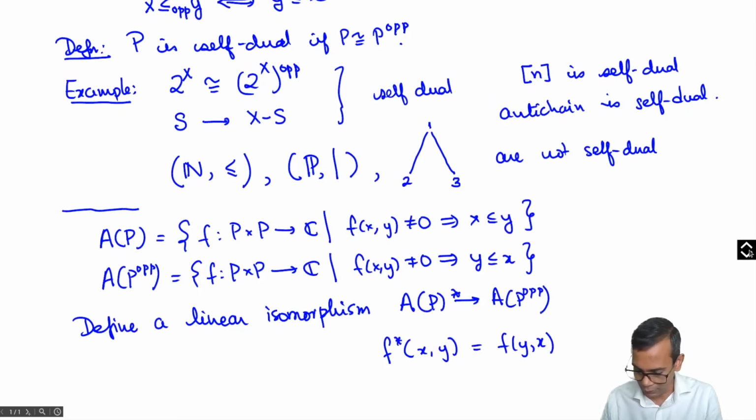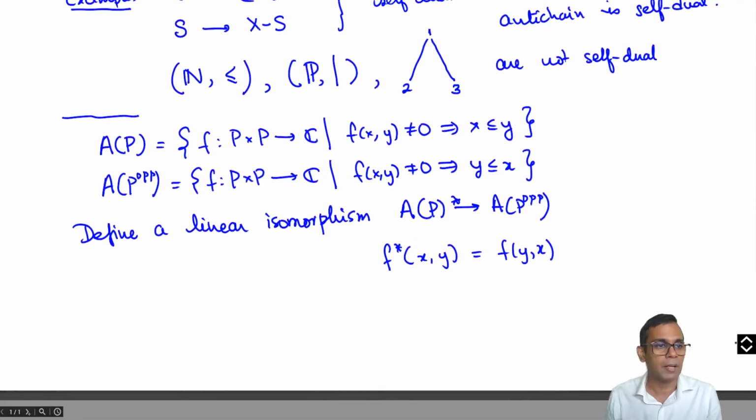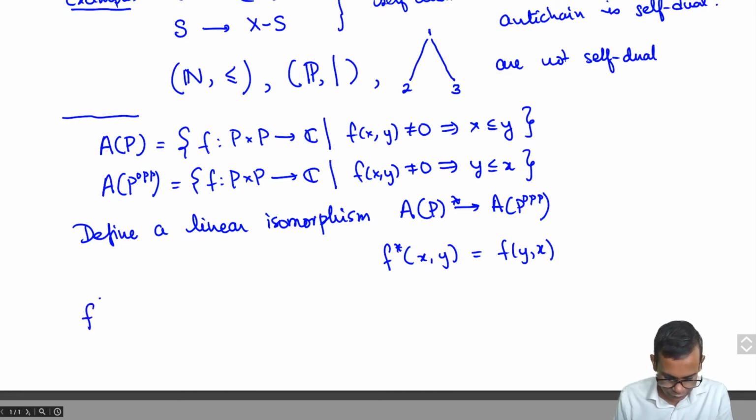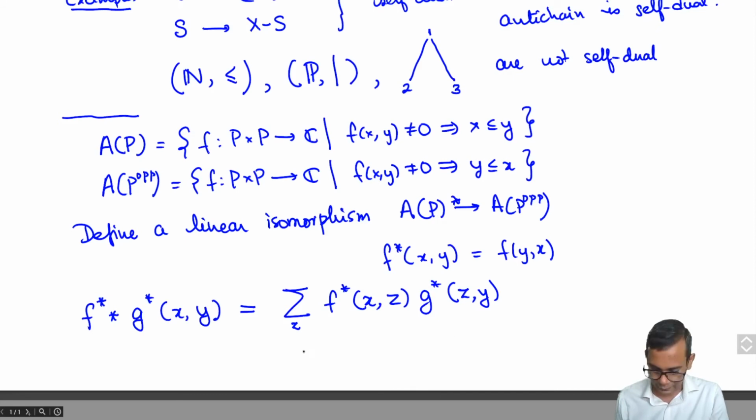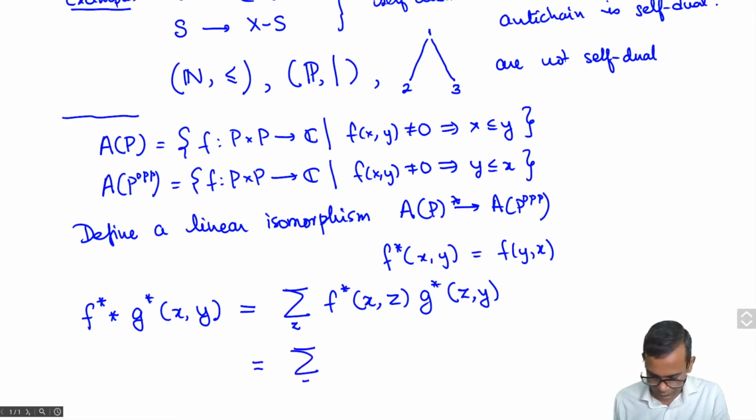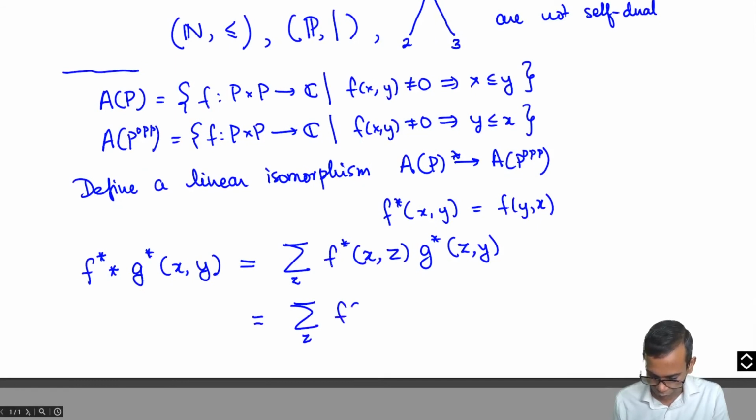And now let's do a small computation of what multiplication looks like in the opposite algebra with respect to this star. So what we have is f star times g star of x comma y. This is the sum over all z of f star of x comma z times g star of z comma y. But I can write that as the sum over z going back into P of f of z comma x times g of y comma z.